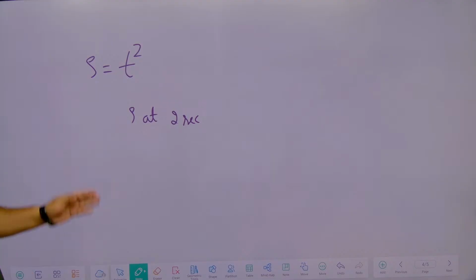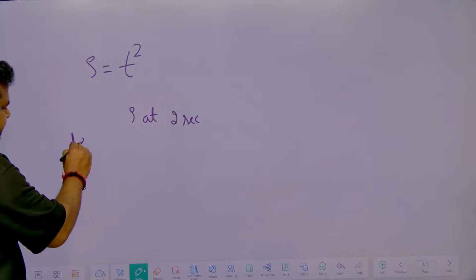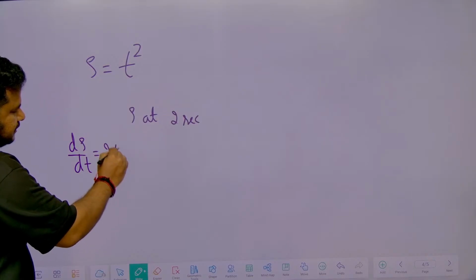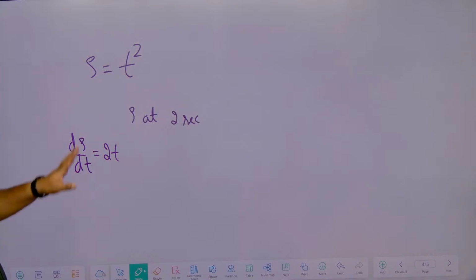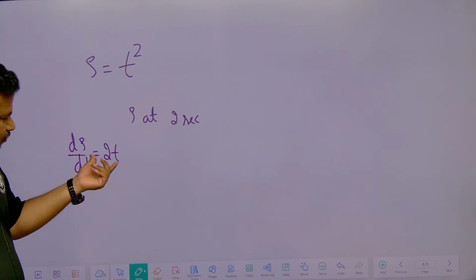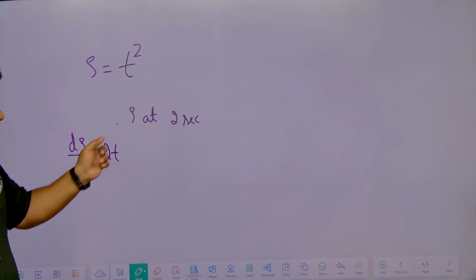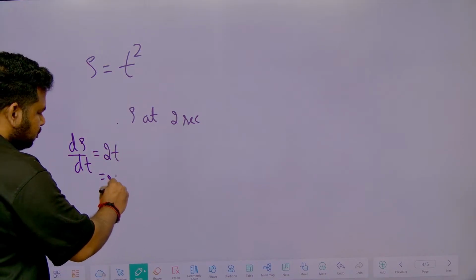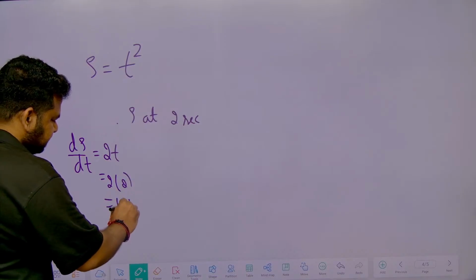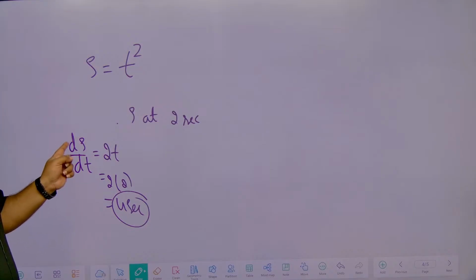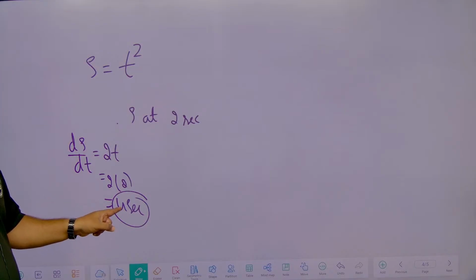S is equal to t square is given. What should I do? First I should differentiate this, that means ds by dt. If I do ds by dt, what will I get? 2t. Differentiation of t square is 2t. I will come to these formulas, don't worry. Now, 2t I got, and wherever t is there, I will put 2 seconds. So I will get 2 into 2, which is 4. This is the instantaneous speed, ds by dt. Not the actual speed, the instantaneous speed, that is 4.